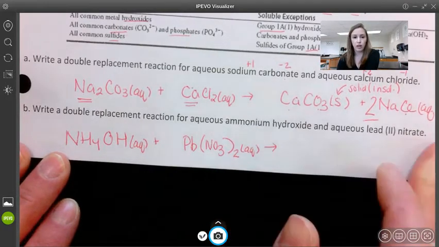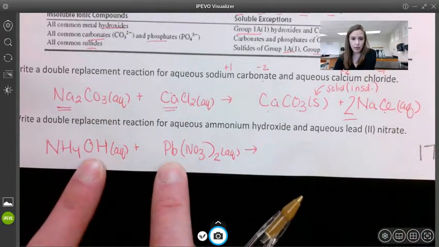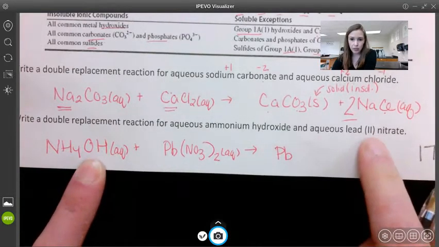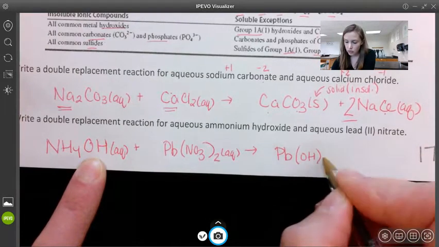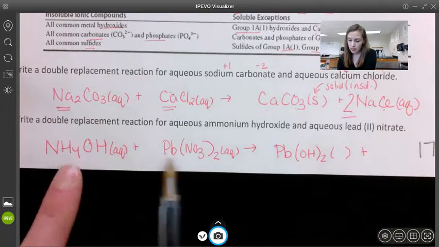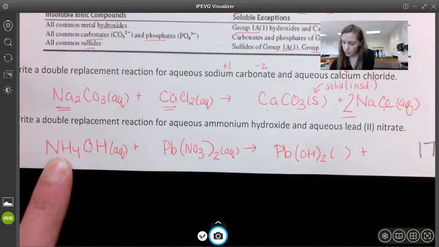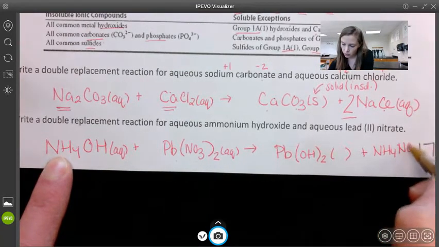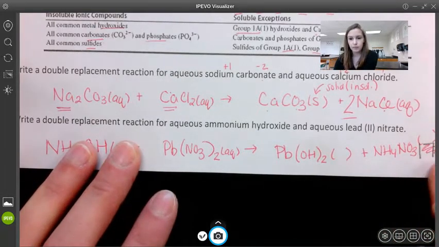And then we're going to go and write our products. Okay, here we're going to have lead bonding with hydroxide now. So Pb is going to keep its +2 charge. Okay, and then it's going to bond with hydroxide, which is -1, so we need a 2 here. Then I'm going to take my ammonium ion and have it with nitrate. So this is going to be NH4, which is +1, NO3, which is -1, so I just need one of each, and I'm going to have parentheses right there.